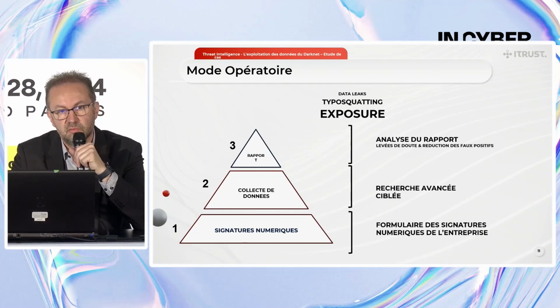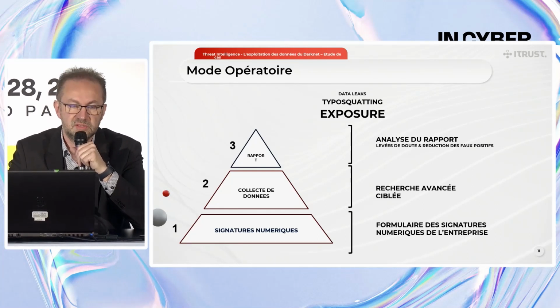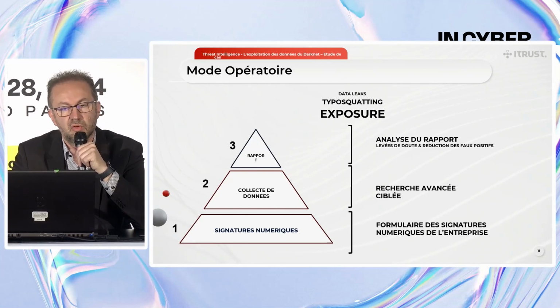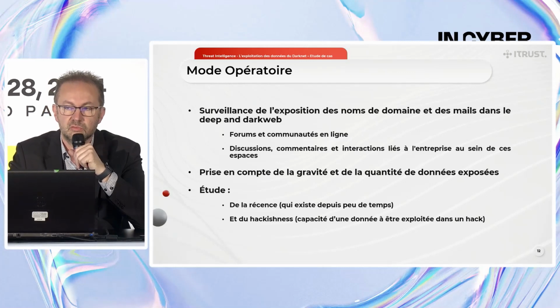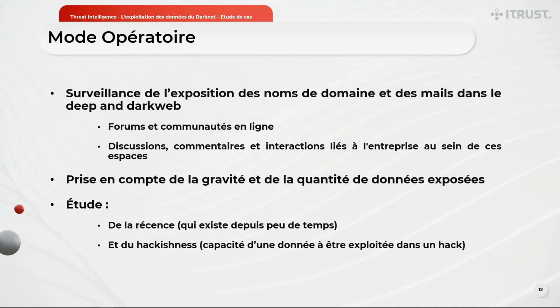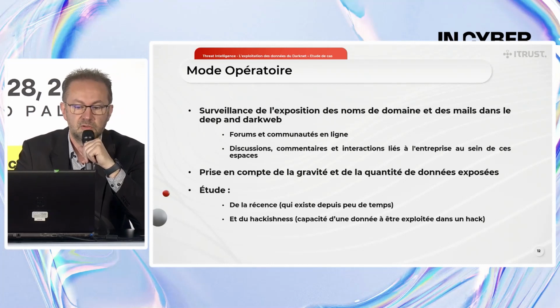And beyond this automation, we are going to carry out a manual part for the report analysis, and we are going to try to eliminate the doubts and reduce the false positives. And we are going to see which data we are going to use. In this case, we try to monitor all the emails and domains in the different online community chats, all the interactions that can take place in relation to the digital signatures that we have collected with the customer.